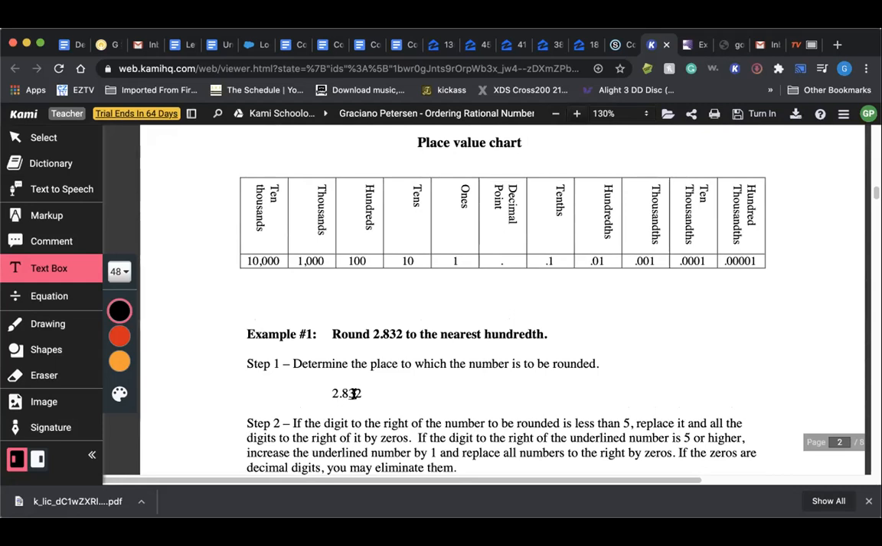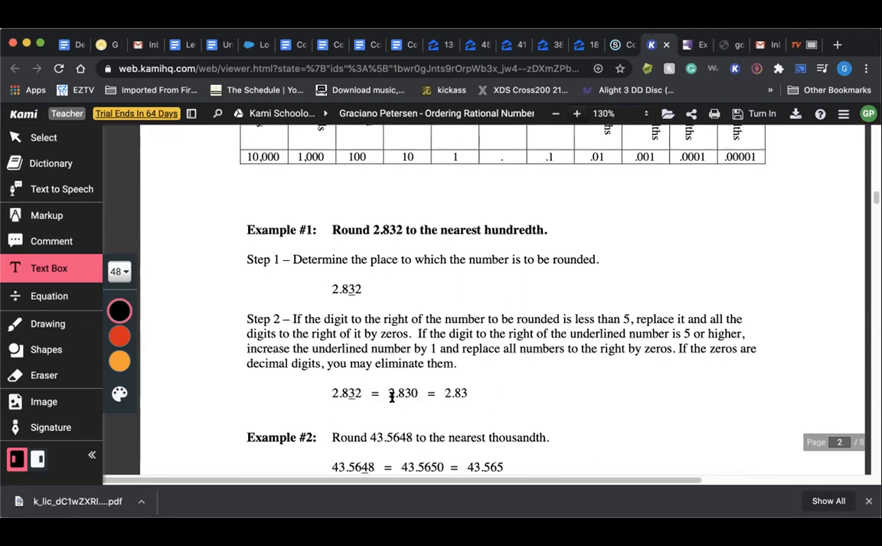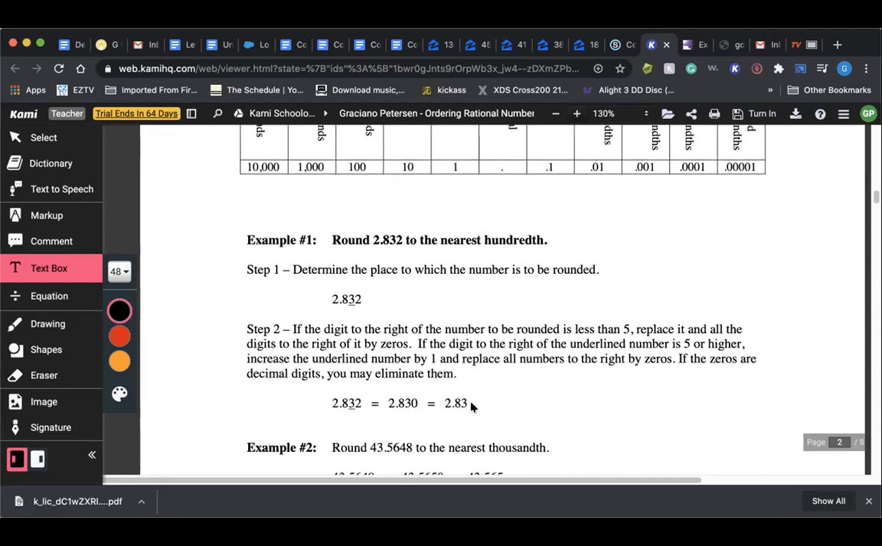So I have to look at my 3, but I don't move depending on the 3. I move depending on the number after the 3, which is a 2. So this 2 tells me what to do with that 3. 2 is less than 5, so I leave the 3 alone and just leave it as 2.83. I can write 2.830 or just 2.83. That's how we round in that first example.